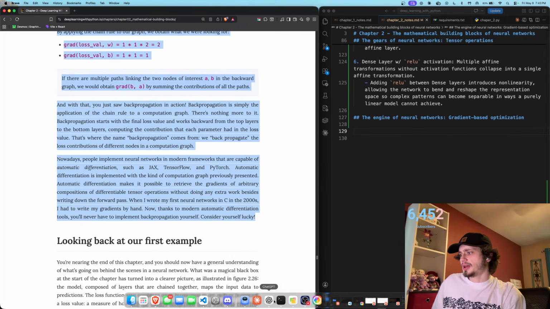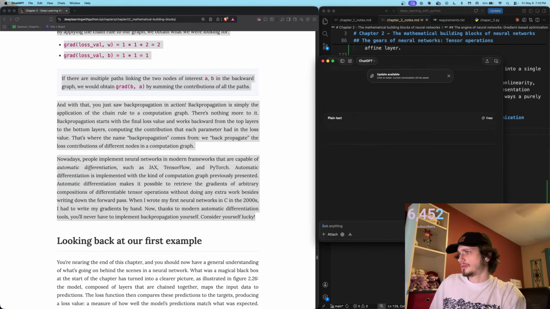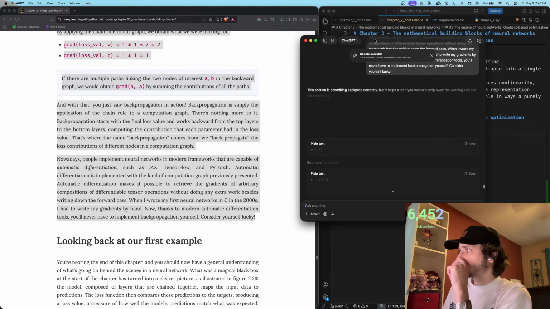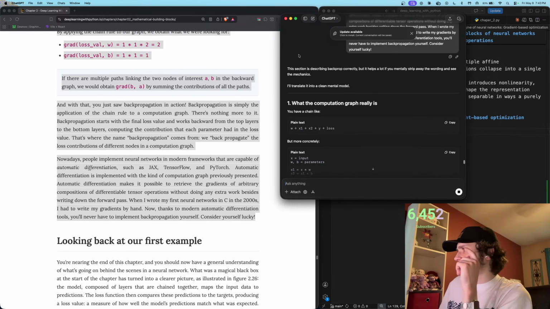The author is really glossing over this stuff way too fast. I'm sure this is where a lot of people get lost. This section is describing backpropagation correctly, and if it helps you mentally strip away the wording and see the mechanics, I'll translate it into a clean mental model.